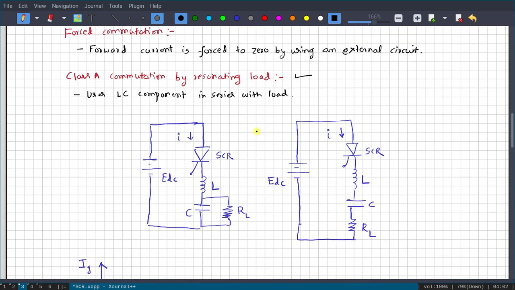In this configuration we use L and C components in series. You can see the supply and the SCR, and we use L and C. In one configuration we can use R and L in parallel with C, or you can use R and L in series with it. You can use either. So what is the objective of this?